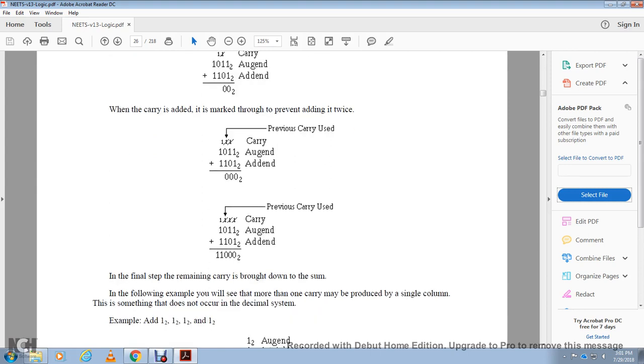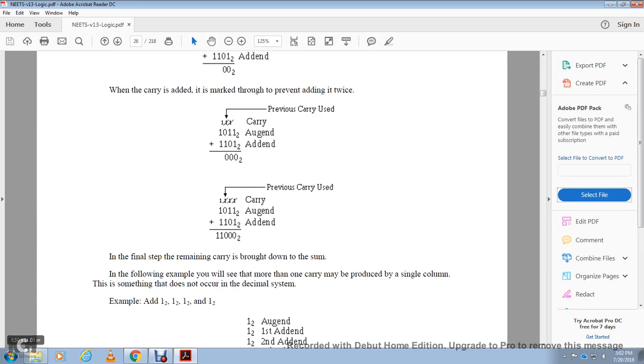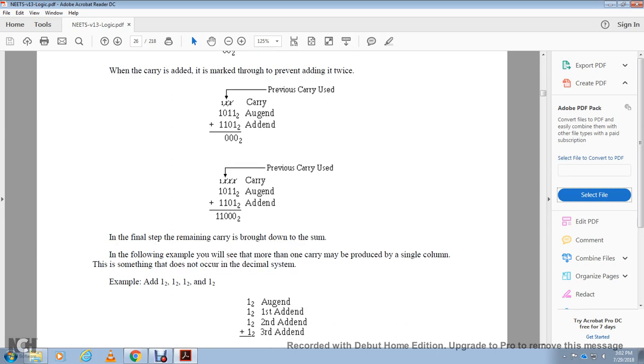The final step remaining is to bring down the carry with the sum. In the following example, it will be seen that more than one carry may be produced in a single column of the sum, which does not occur in the decimal system. Add 1 base 2 repeated several times.